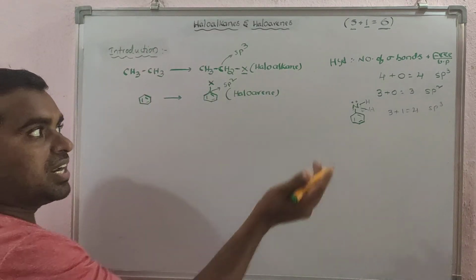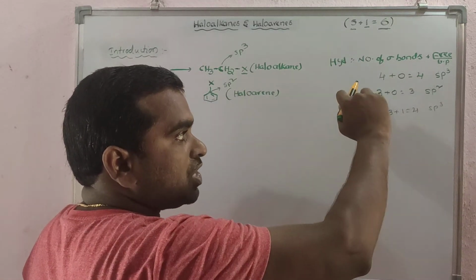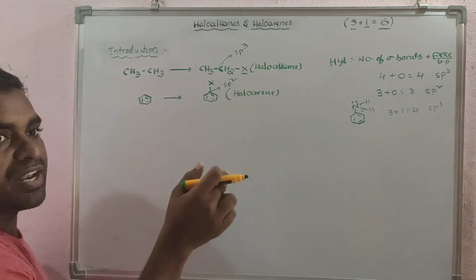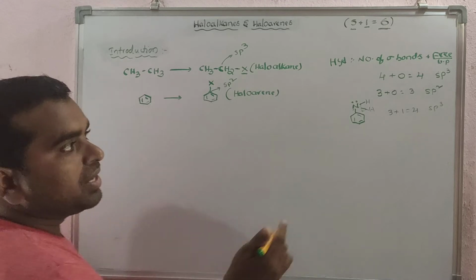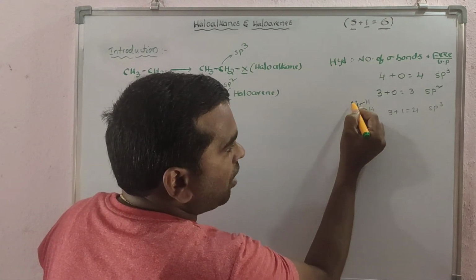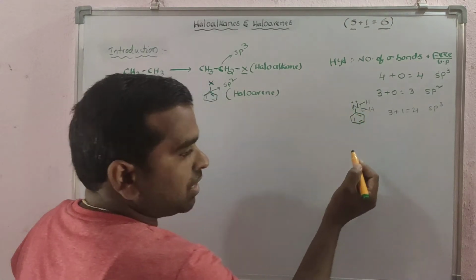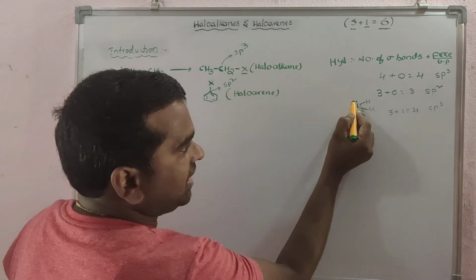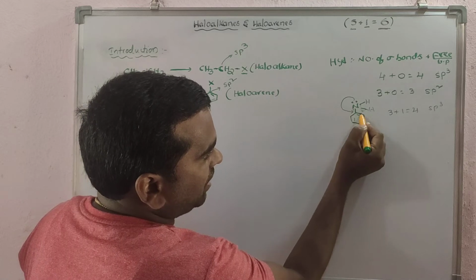Suppose they mention the lone pair is involved in the resonance with the benzene ring, then what is the hybridization of the nitrogen? Then you have to write sp2. Why? Because you know that here the sigma bond and lone pair are separated by a single bond. It is a conjugation. If conjugation is there, there will be a resonance. So that's why these lone pairs are involved in the resonance.